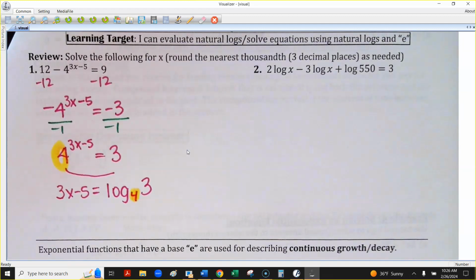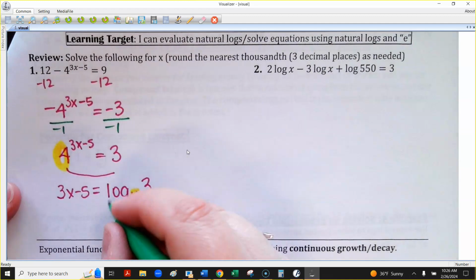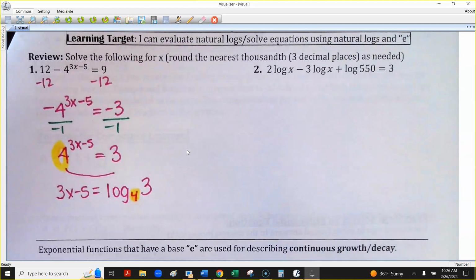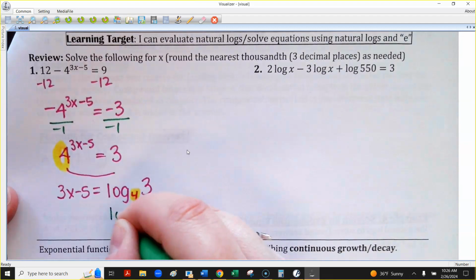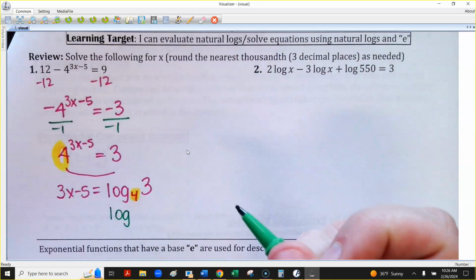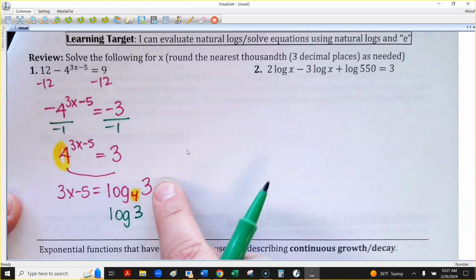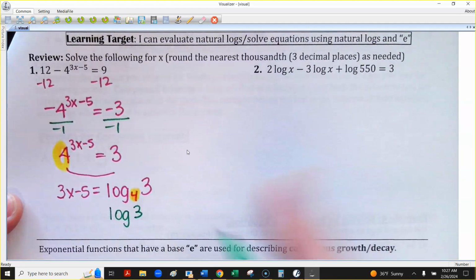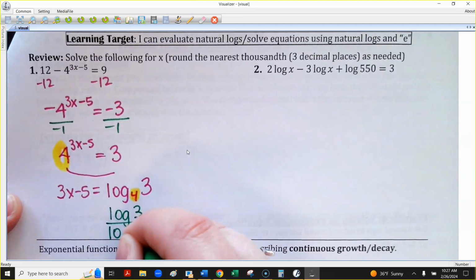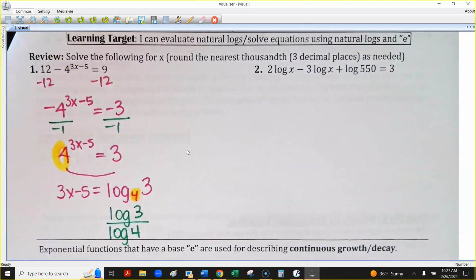Now, normally we can't do base 4 in the calculator, but we did that change of base, if you remember. So I'm going to change it to base 10 so I can do it in the calculator, which is what I'll do on the calculator screen for the rest of this problem. I'm just going to write a plain log that's assumed to be base 10. You do the log of whatever you were taking the log of, so 3 for this problem, divided by the log of the subscript. It's two separate logs. That's just going to give me the value in a change of base to base 10.